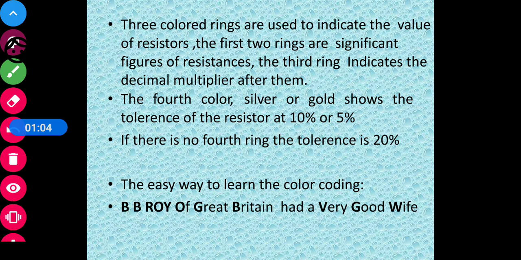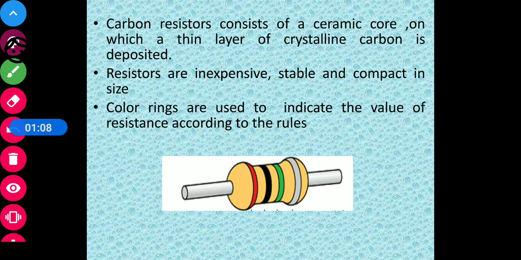For this, three color rings are used, these first three color rings. The first two colors are for the significant digits, the third one is for the multiplier, and the fourth ring is for the tolerance. Now if there is no fourth ring, it means that the tolerance is 20%. So different colors have been assigned different numbers.